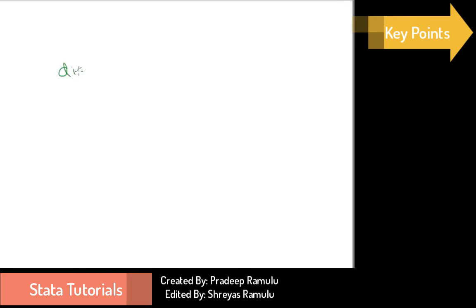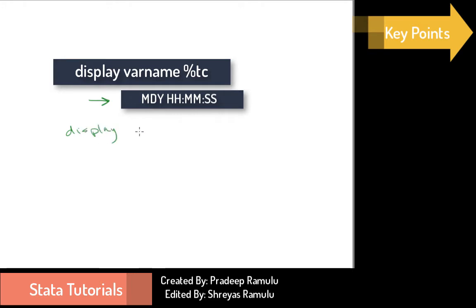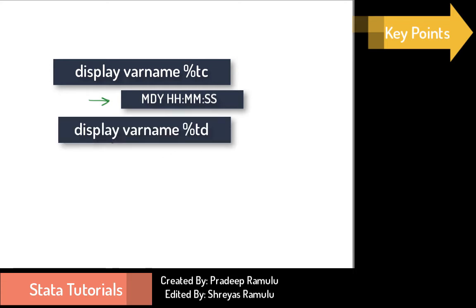So you can use the display varname %TC, and that'll show you everything in, I believe, month, day, year, hours, minutes, seconds, or you can use display varname %TD, and that'll show you date, month, and then year.